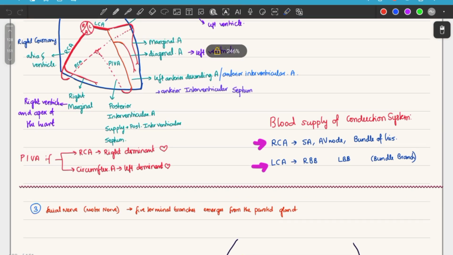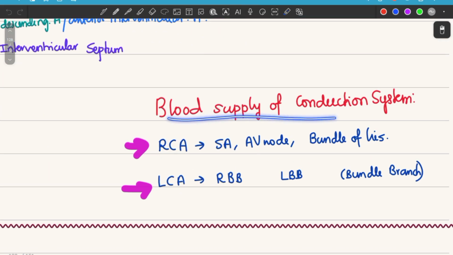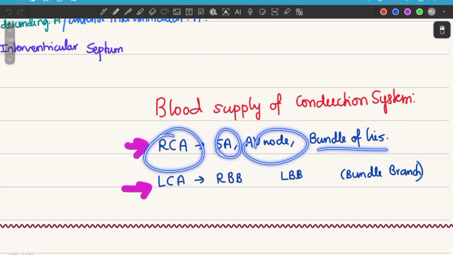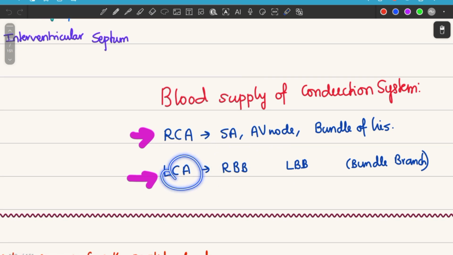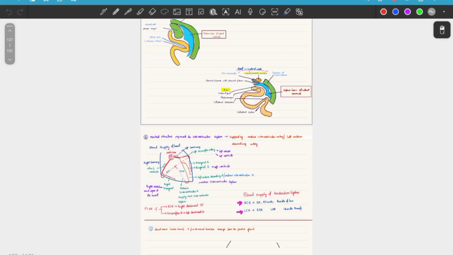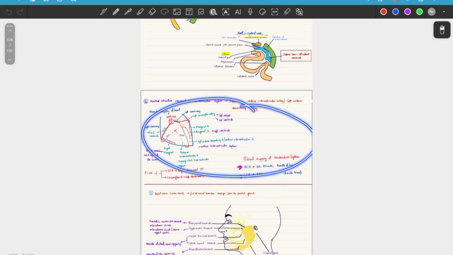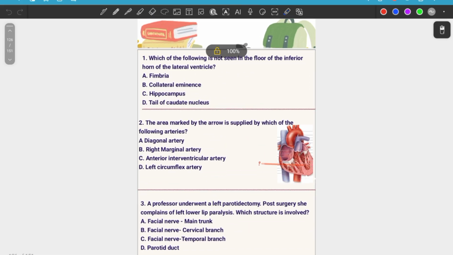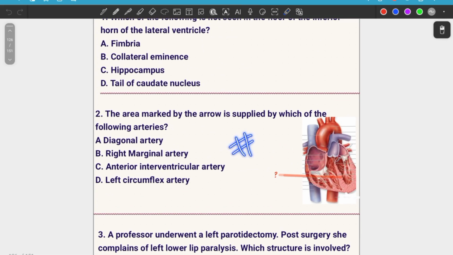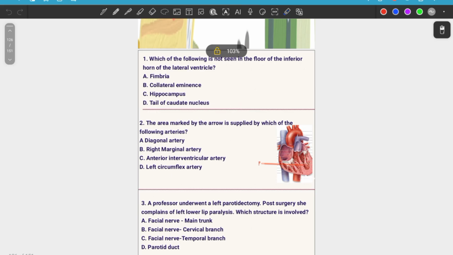Okay, here you can see the major blood supply of the conduction system. The SA node, AV node and bundle of His are supplied by the right coronary artery, whereas the right bundle branch and left bundle branch are supplied by the left coronary artery. This was actually a repeated question but a twisted PYQ. So blood supply of the heart is an important question. Okay, so here the answer is C.